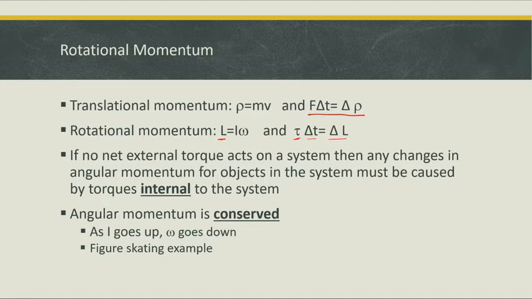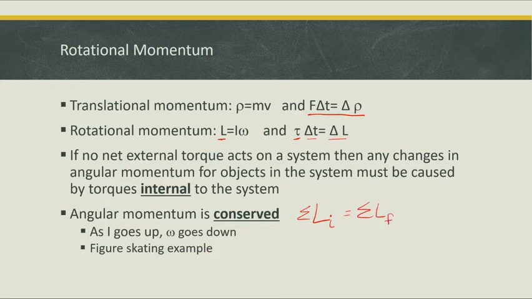Now, if there is no net external torque acting on a system, then any changes in angular momentum for objects within the system must be caused by torques internal to the system, okay? And then also our angular momentum is conserved. So we know that the sum of our angular momentum initial is equal to the sum of our angular momentum final.